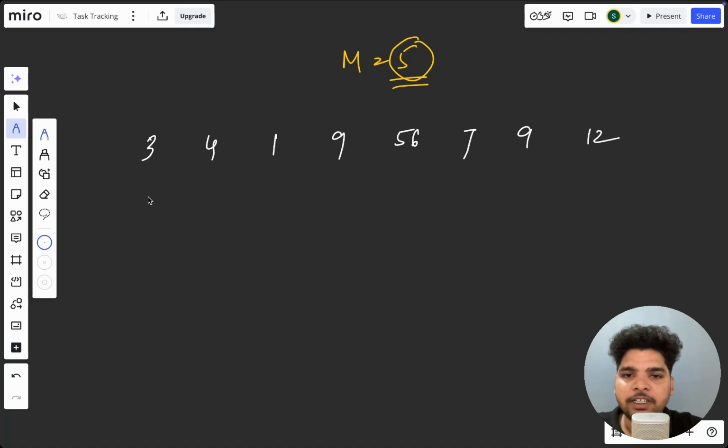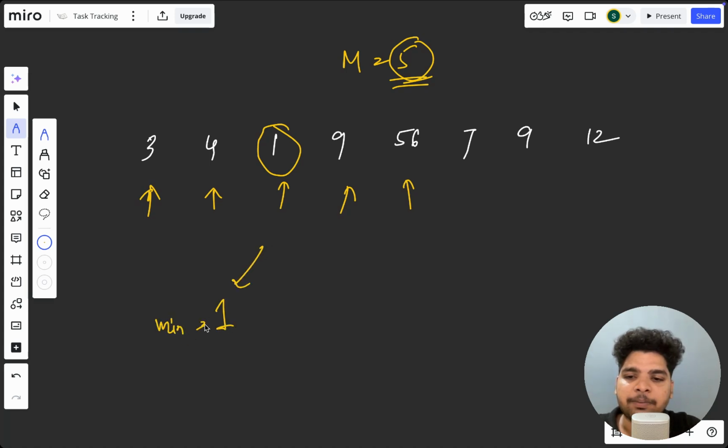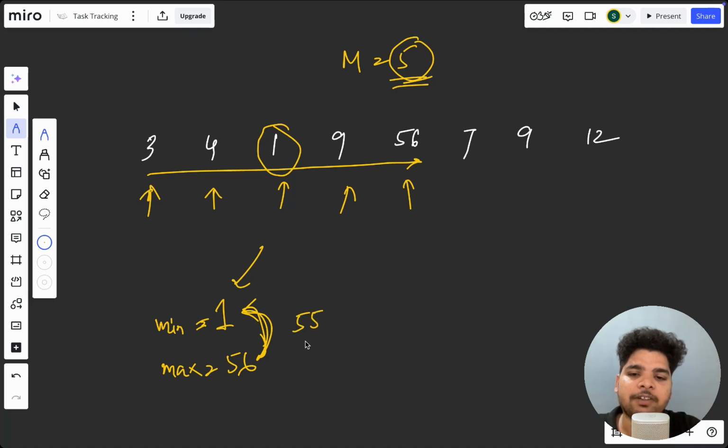If we take 5 students, this is one student, this is one, this is one, this is one, and this is one. The first student gets 3, the second gets 4, the third gets 1, the fourth gets 9, and the fifth gets 56. What is the minimum value? Minimum is 1. What is the max a student can get? 56. The difference between them will be 56 minus 1, which is 55, right?